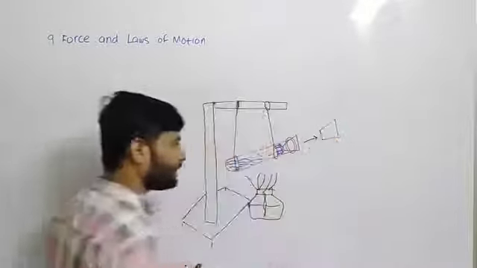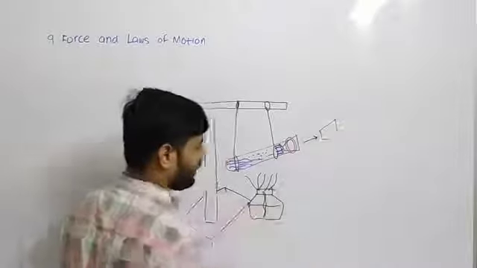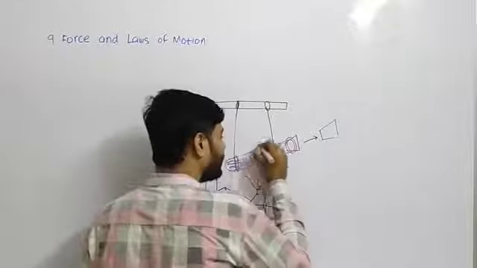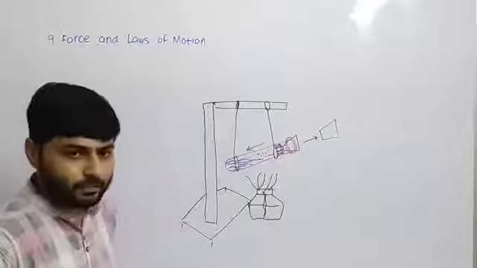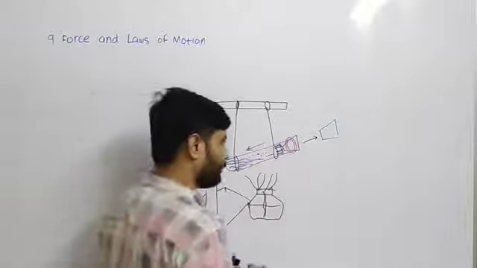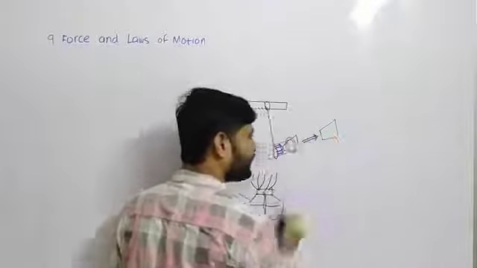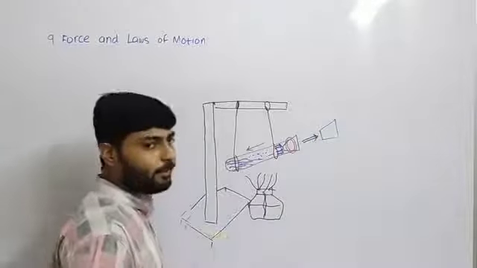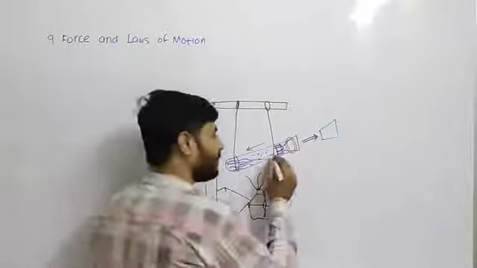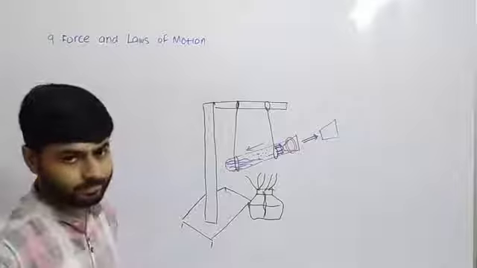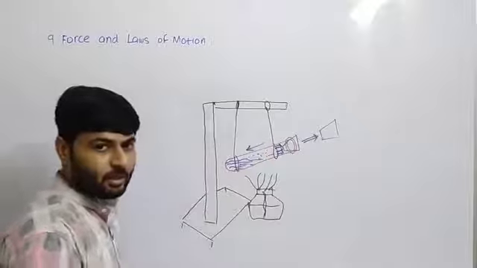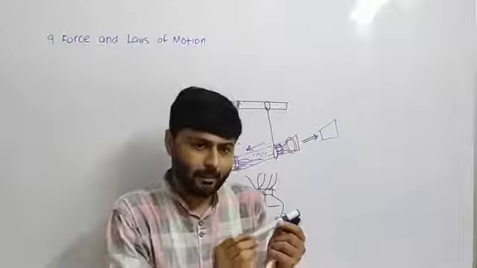When this cork is thrown in this direction, an opposite force will act on this test tube, and this force will be in this direction. Why? Because there is a force on the cork in this direction. So in the opposite direction, the same amount of force acts on this test tube. So this test tube will move in this direction. So something like this will happen.